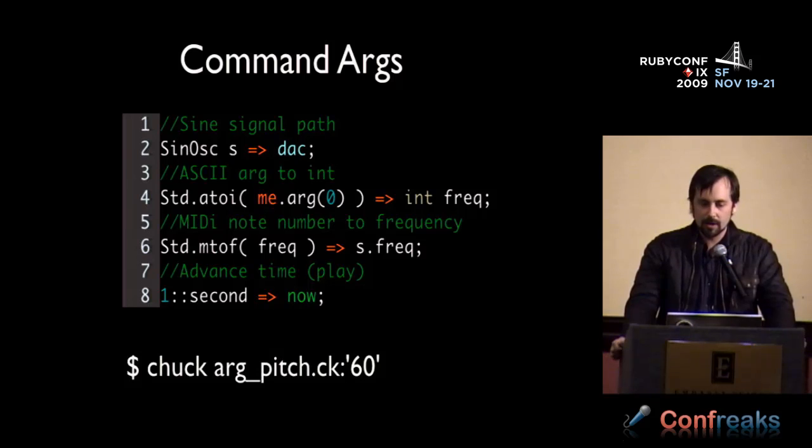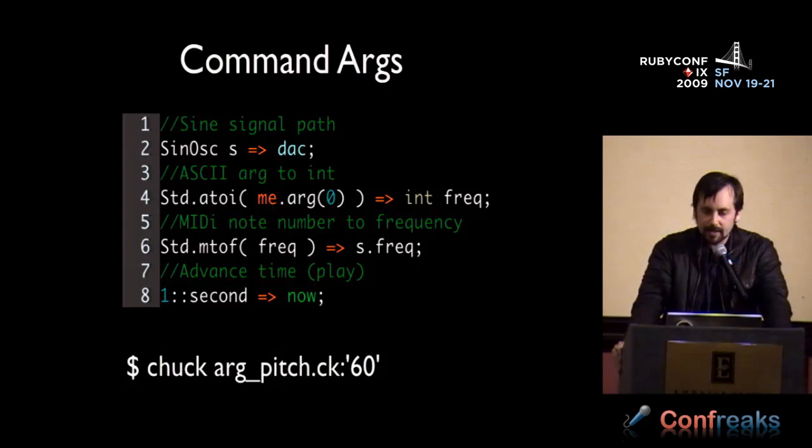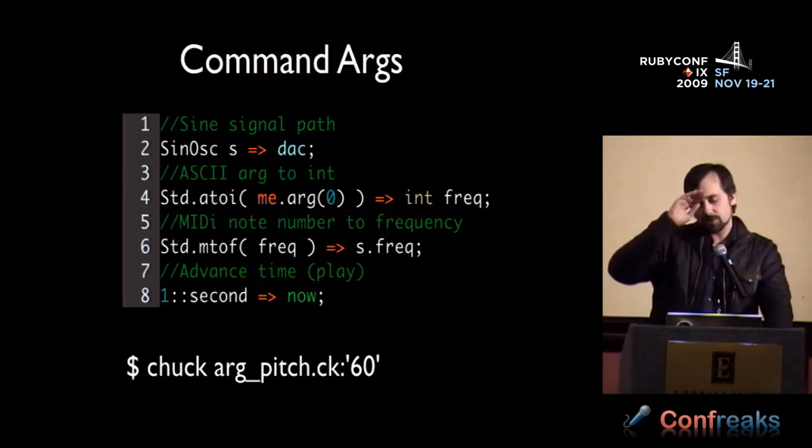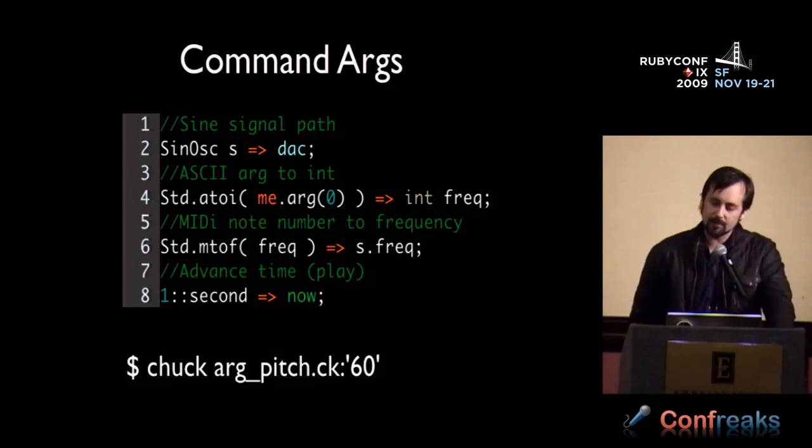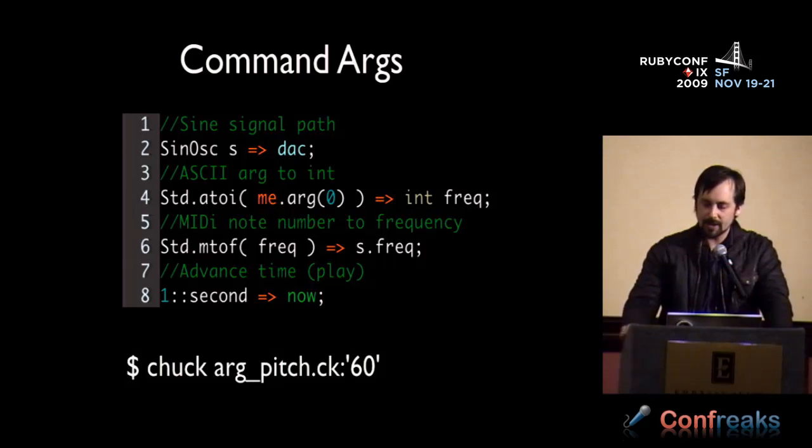So we have our sine wave oscillator. It's piped to the DAC. And then we are grabbing the first argument that's passed in on the command line, converting it from ASCII to an integer, and chucking it into a frequency. That's line four. And then on line six, we're taking that frequency, which really should be called note, converting it to an actual frequency, passing it to the sine wave, and then advancing time. On the bottom is the actual invocation that we make on the command line. So we run chuck argpitch.ck, and then our argument 60. That would be playing a C note.